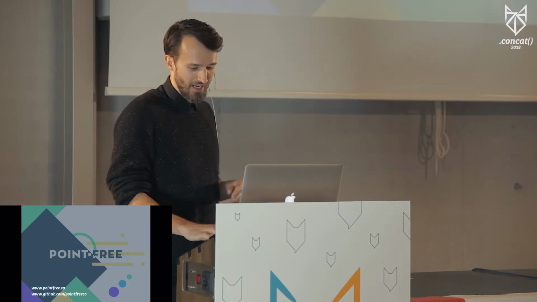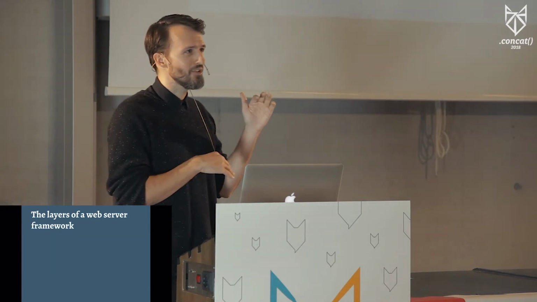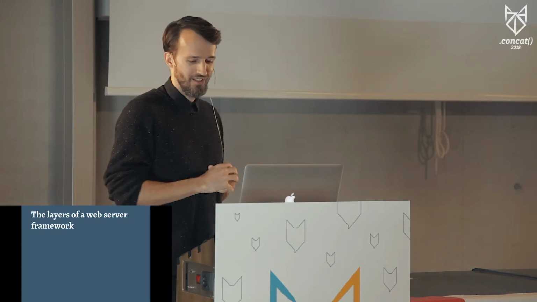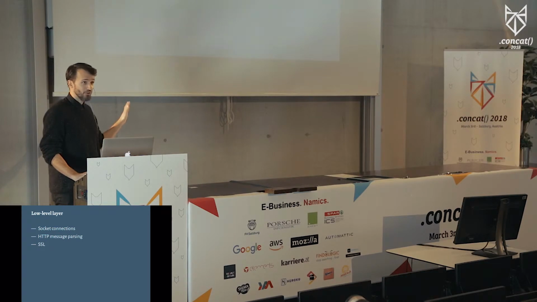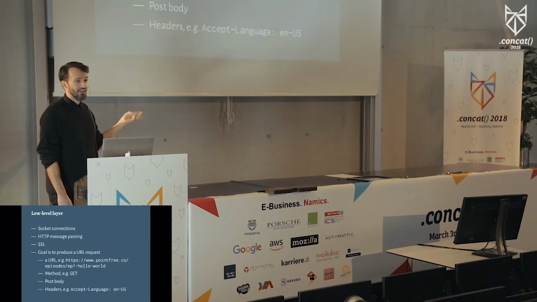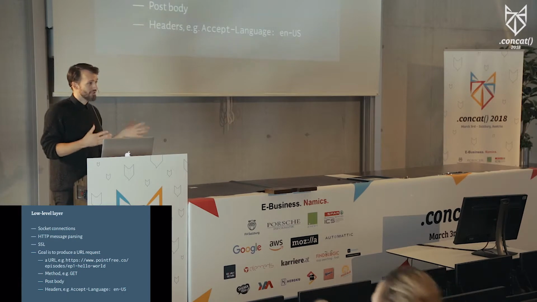So to start, let's first define the layers of what makes a server framework, because I'm only interested really in one layer. So there's the low-level layer, and this is a part I'm not really interested in. And this handles socket connections and TCP and SSL and HTTP parsing. But its ultimate goal is to produce a URL request, which is a URL, a method, a post body, and some headers.